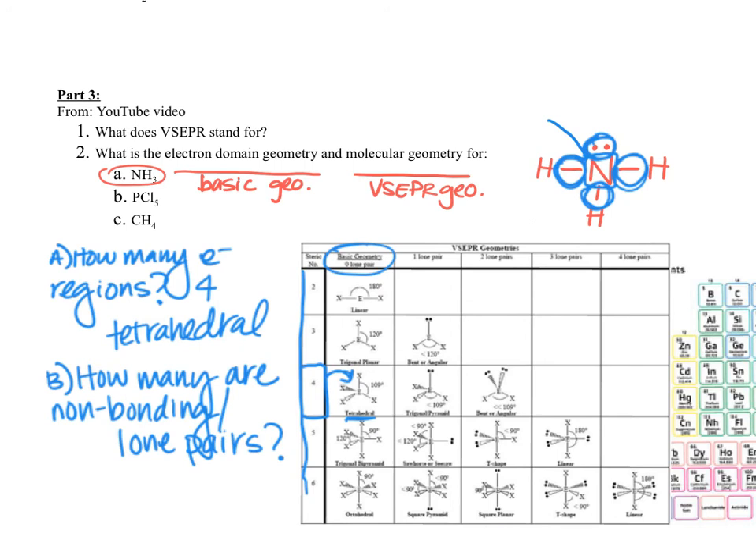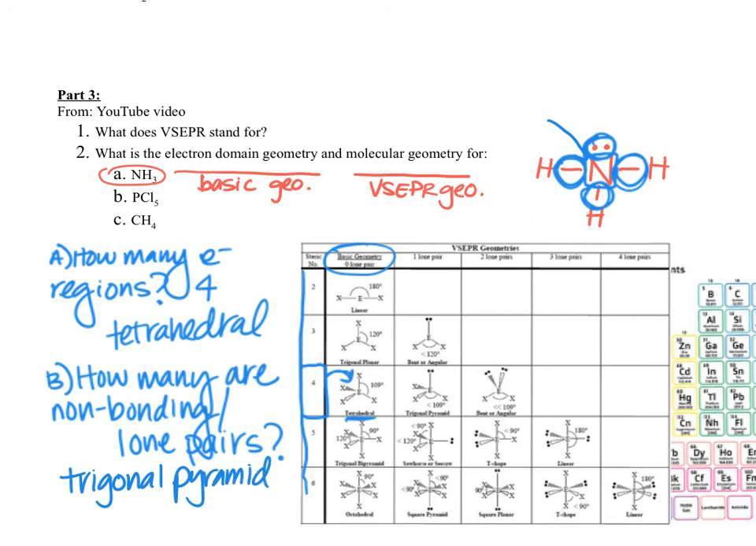So right now, or just previously, I determined that the basic geometry is tetrahedral. Notice up here, these columns correspond to lone pairs. So since my answer was 1, I'm going to just move one column over, and that tells me my molecular or VSEPR geometry is trigonal pyramid. So my answer is trigonal pyramid. So it's pretty simple when you get the hang of it.